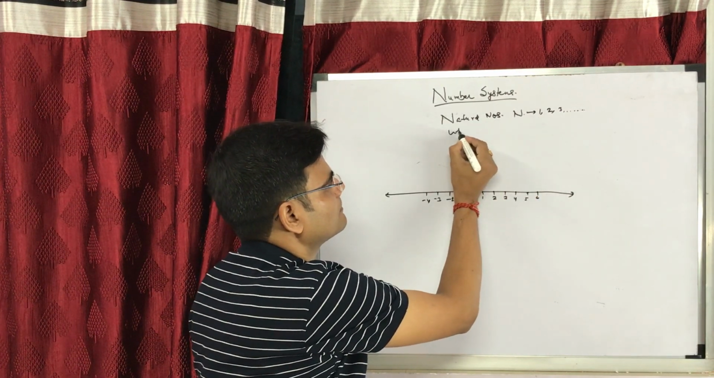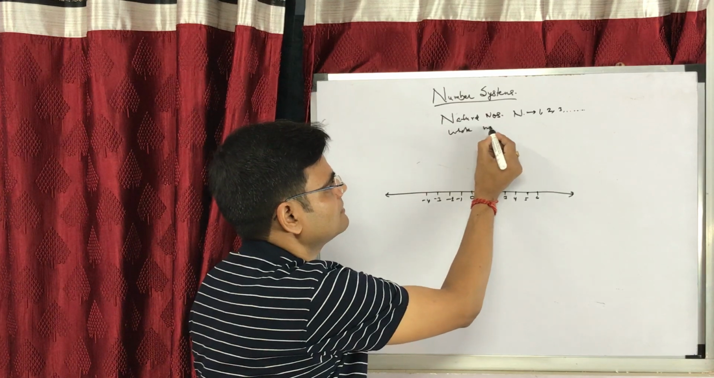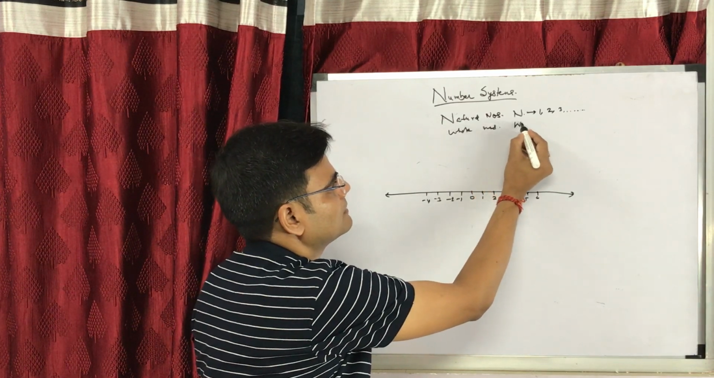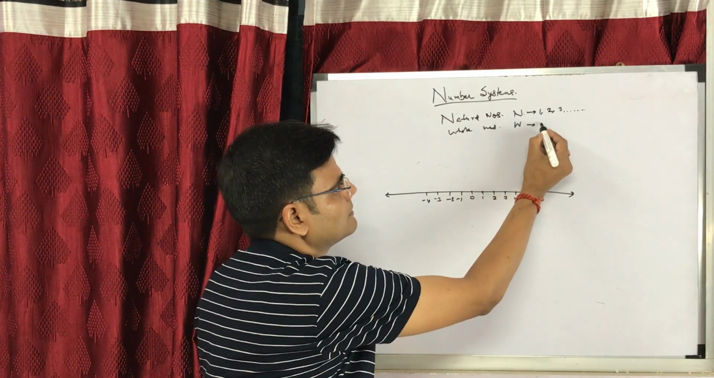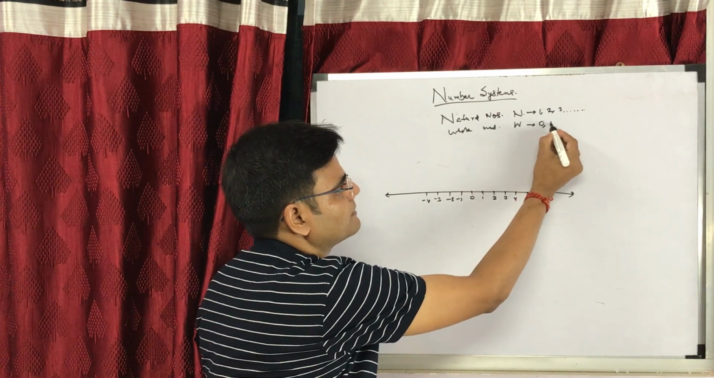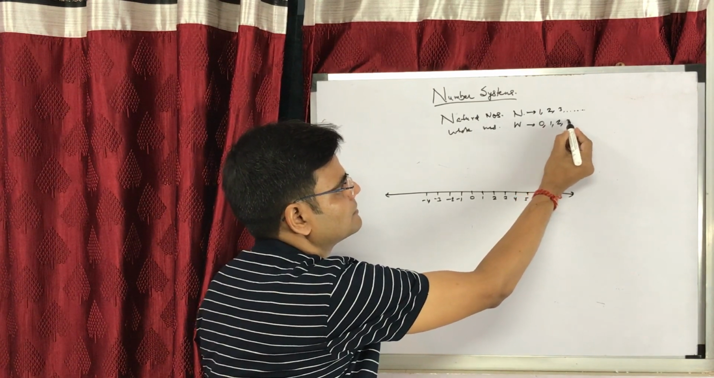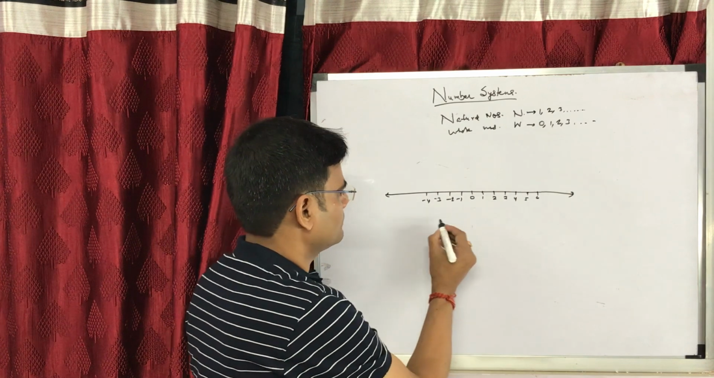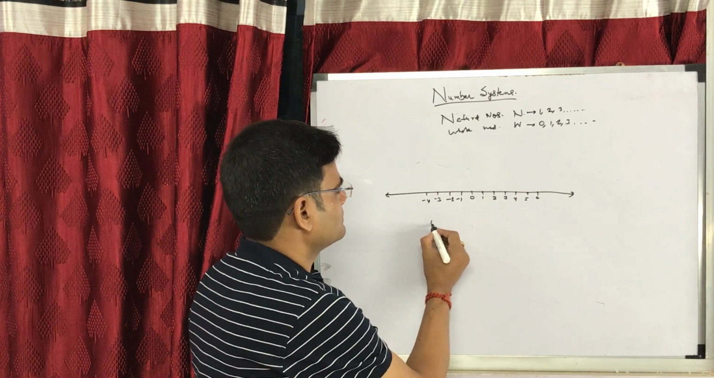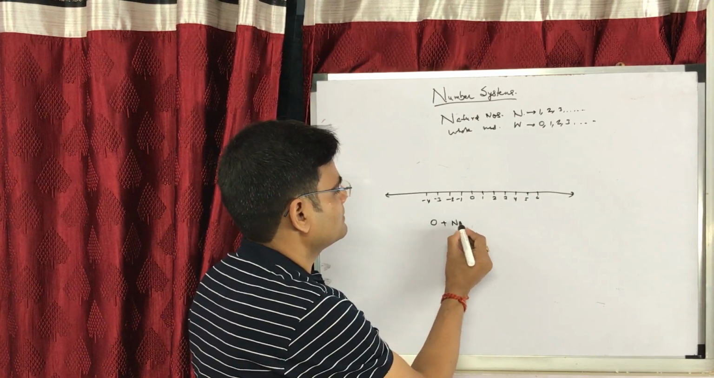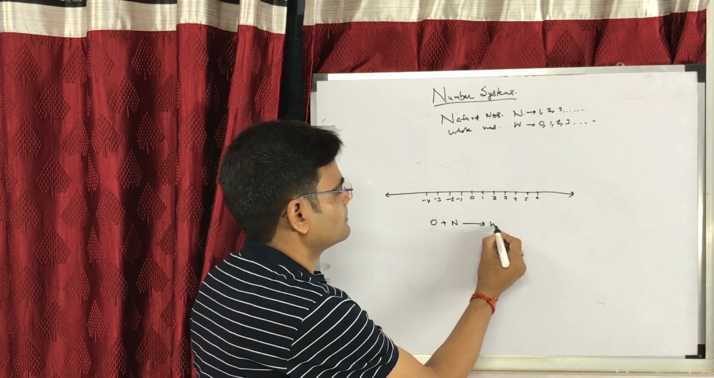Then we have whole numbers. Natural numbers is easy, whole numbers is also easy, denoted by capital W. There is one 0 added to natural numbers: 1, 2, 3, dot dot dot. So 0 plus natural numbers, that is whole numbers.